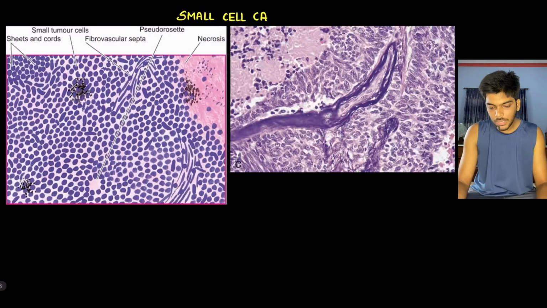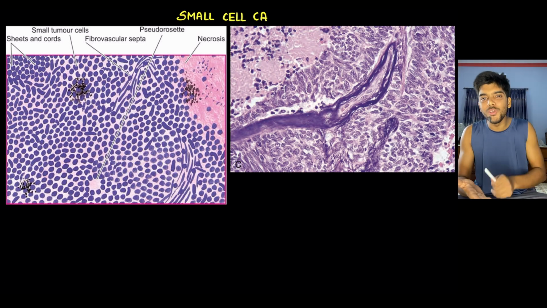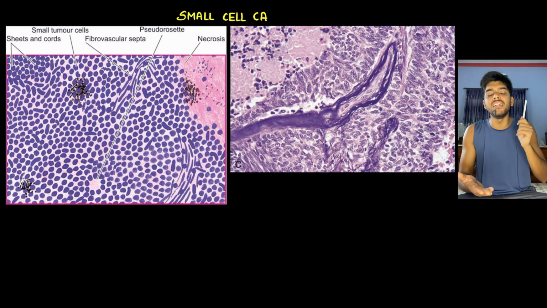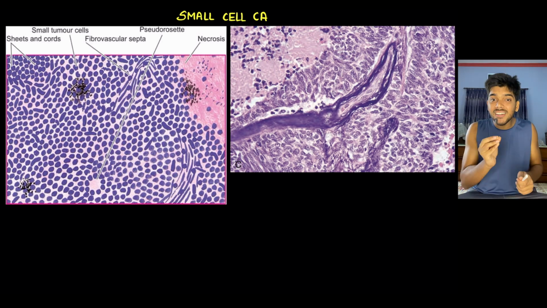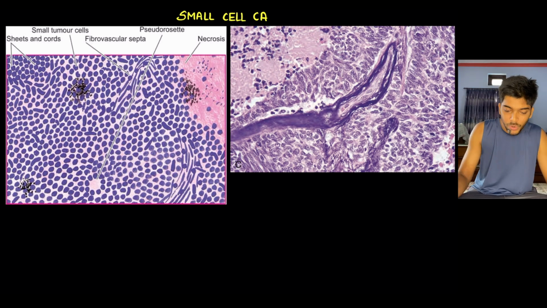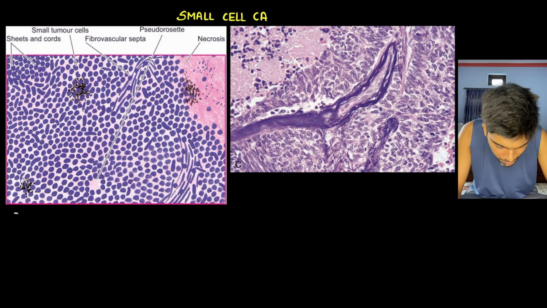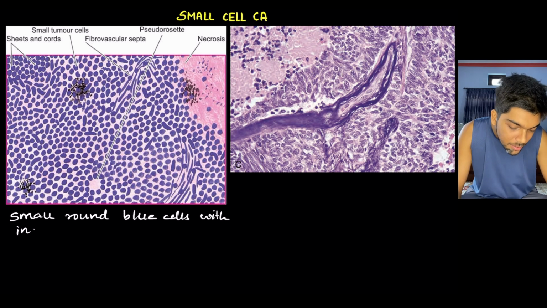Okay. Then small cell carcinoma. Again, the advantage of knowing neuroendocrine tumor beforehand. I've already taught you neuroendocrine tumor under carcinoid of GIT pathology. So the microscopy or the histopathologic features are gonna be the same for almost all neuroendocrine tumors. So in neuroendocrine tumor, what you get to see are small, round, blue cells with indistinct border.